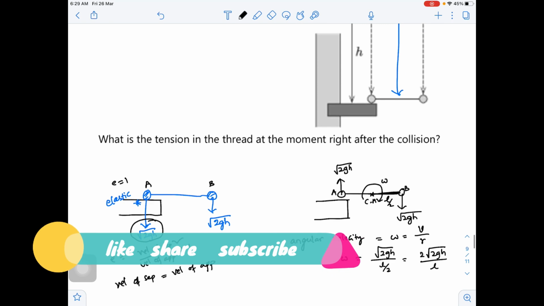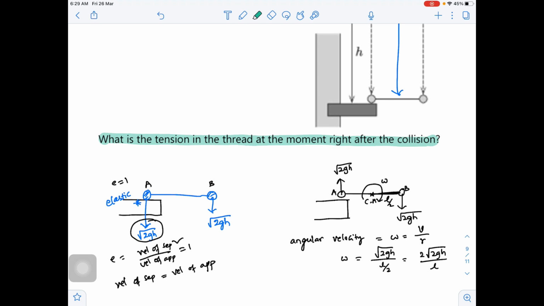But what is the question they are asking? Find the tension in the thread just after the collision, or at the moment of collision, you can say. Ultimately they are asking for the tension, and tension is nothing but a force. Whenever they are asking for a force in physics, there are always some fundamental ways to think about it. The first fundamental way is the F is equal to ma logic. Let us go with a very childish way to solve the question. If you know the acceleration, you can find out the force. But unfortunately, in the given situation, the object is not under linear motion, it is under rotational motion.